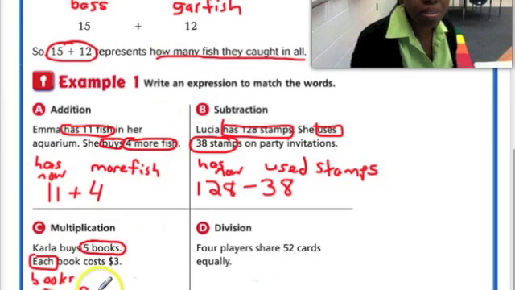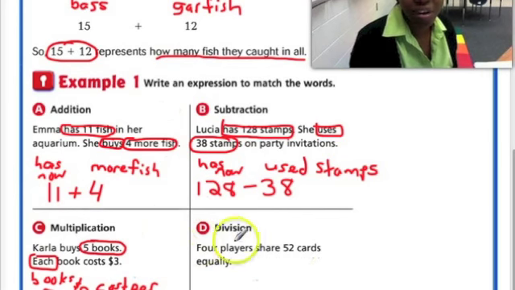And 3 represents the cost per book. So this would technically be $3, and that would be the cost per book, right? Now let's look at a division example.